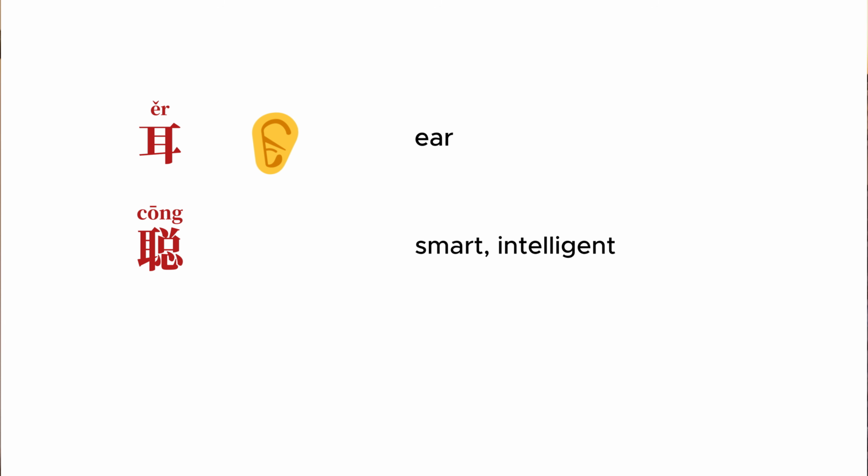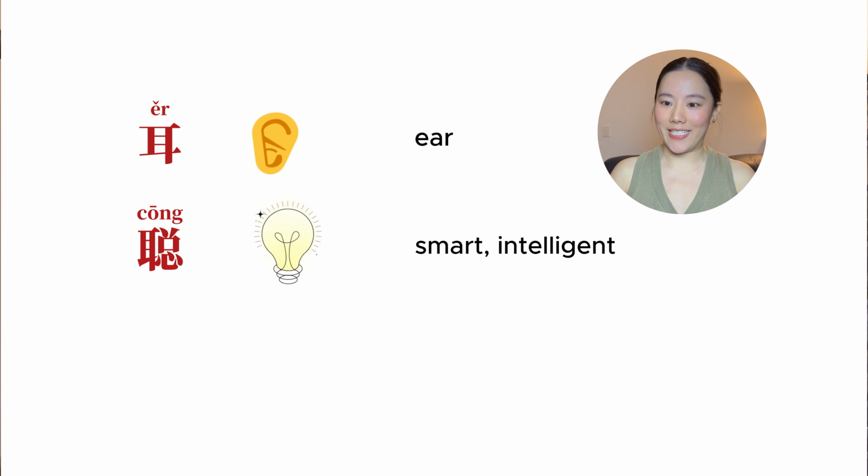The shape of the character looks just like a human ear, with the outer curve and a little flap at the bottom. Cong, which means smart or intelligent, is made up of 2 parts. On the left, we have ear. On the right side is zong, which means always. In traditional Chinese thinking, a wise person listens more than they speak. I really like the wisdom behind this character.